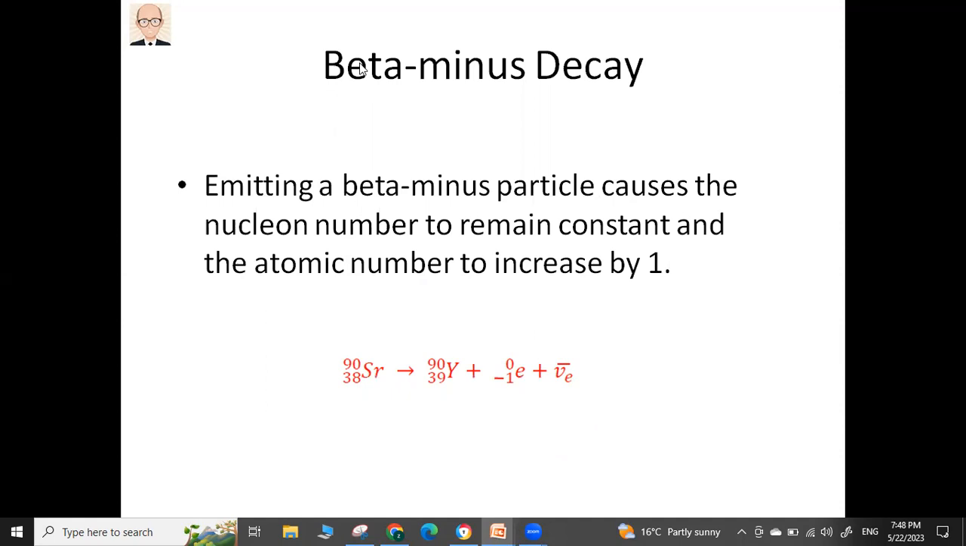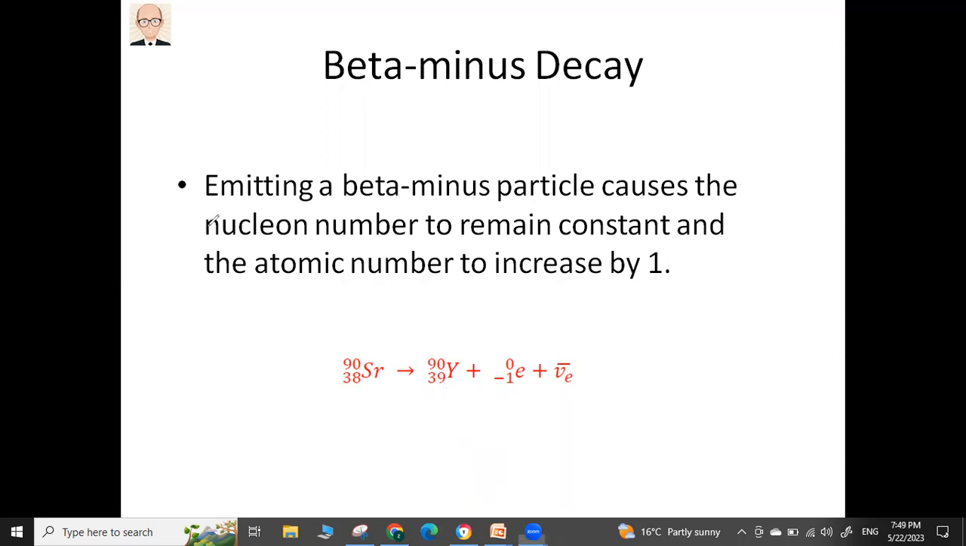Let's look at this reaction. On the left side, we have Sr, and the proton number of Sr is 36. So the total proton number, or atomic number, before the arrow must be equal to the sum of the proton numbers after the arrow. On the right side, we have 39 plus minus 1, so 38 is equal to 38. These are balanced. So the atomic number after radiation increases by 1. It was 38 before the reaction, and after the reaction it became 39. These are the properties of beta minus decay.